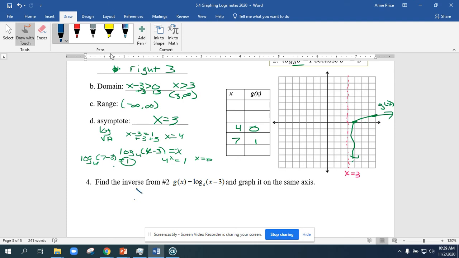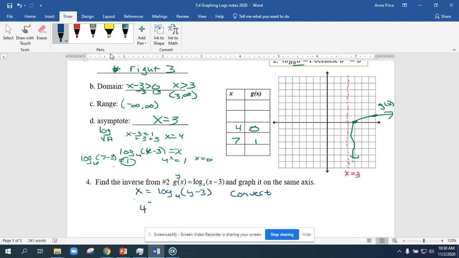All right, so my first step is going to switch x and y. So my g of x is really a fancy way of saying y. So it's going to be x equals log base 4 of (y minus 3). So I have to start working with this. Well, I'm kind of trapped here, so I need to convert to exponential. Since I'm trying to go from logarithmic form, my inverse is my exponential.